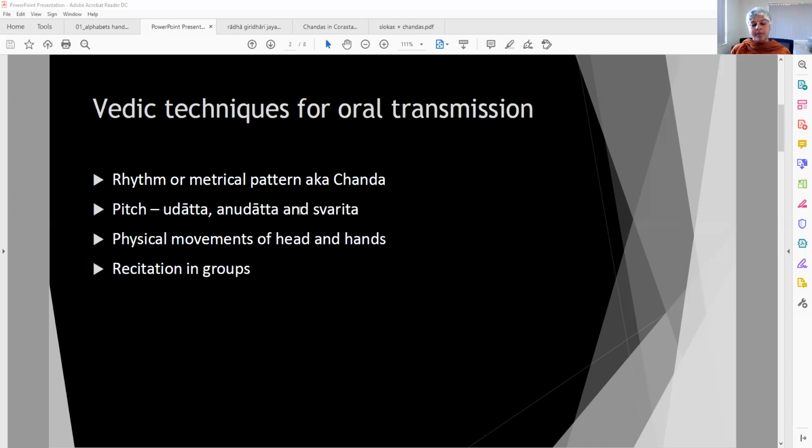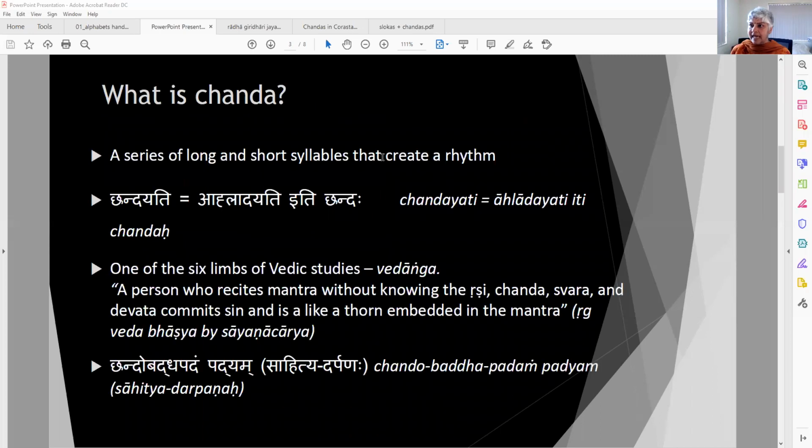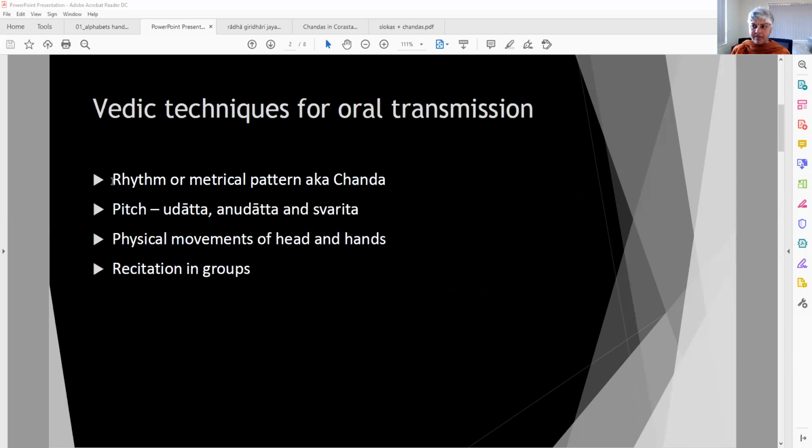So the body tends to remember muscle movements more easily than words. So using actions is a very good way to learn verses. Then we looked at what is a meter. So we decided we'd focus on the first one, which is the most important, the rhythm.